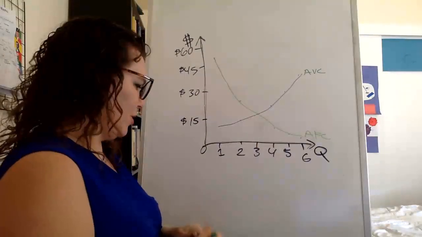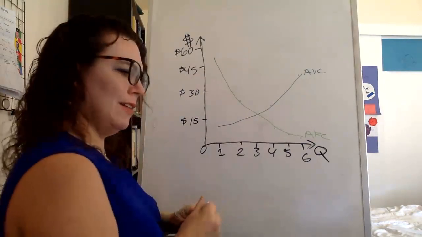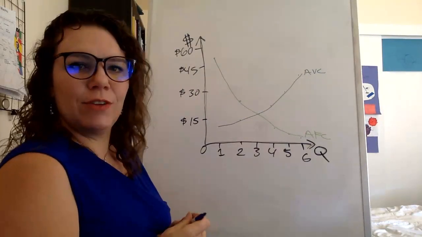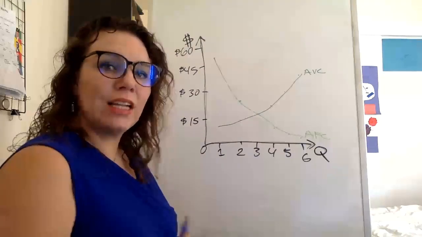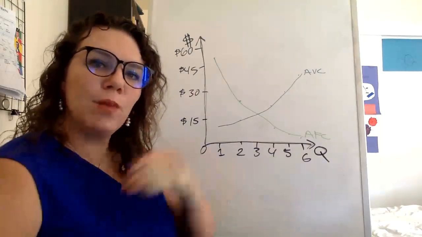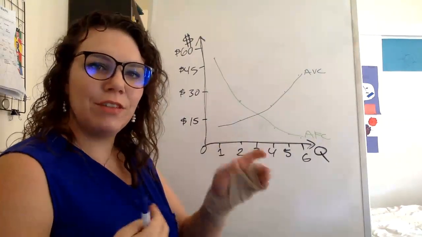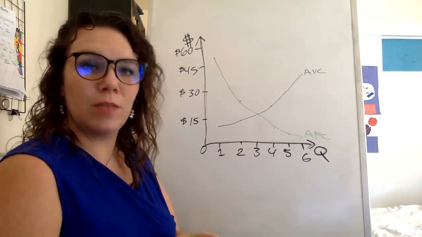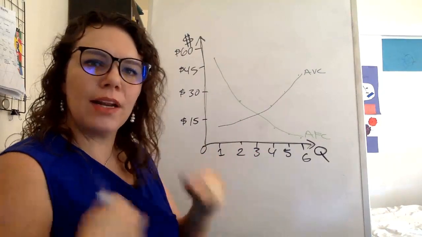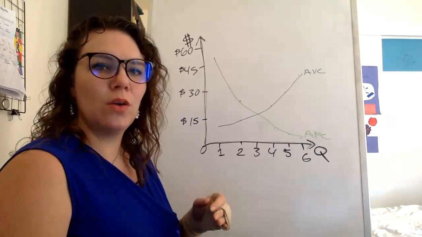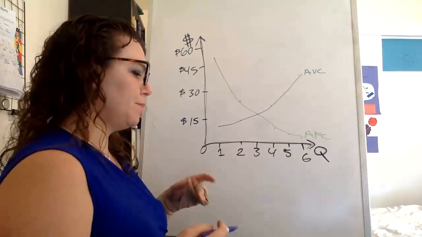Next is average total cost. And I like to do these in different colors. You're going to want to be able to keep track of these curves because it's going to become really important. We're going to look at the differences between the average total cost, variable cost, and marginal cost curves. And we're going to get really cool, important things from that. And so I like to use different colors for that reason.